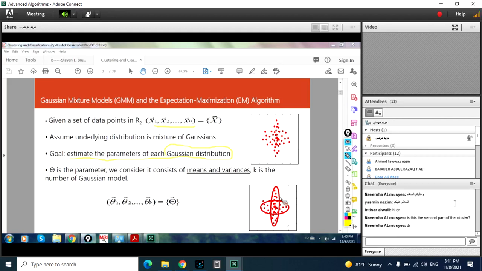Okay, for example, in this figure, you see that we fit two Gaussians. And as you know, the two parameters for a Gaussian distribution are the mean and the variance around the mean. Okay, we call it theta, all the parameters in totality.